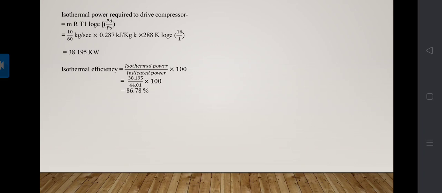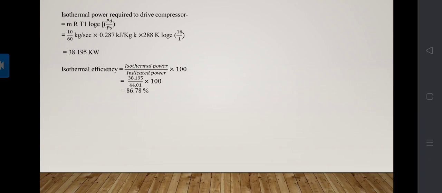Now we calculate the isothermal power. Isothermal power is equal to m R T1 log e of PD upon PS. By putting the values of m, R, T1, PD and PS, we calculate the isothermal power as 38.195 kilowatt.